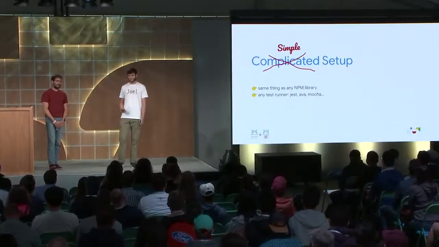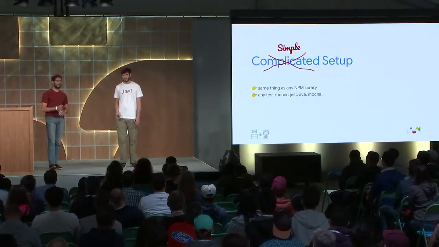So with Puppeteer, there's no complicated setup. It's really simple. You just do npm install. And it works the same as any other npm library, like ESLint or TypeScript, that you're probably already using. It being a Node.js library, it supports any JavaScript test runner, like Jest, Jasmine, Mocha, Karma, QUnit. There's a lot of them. But people are using all of them with Puppeteer, and it's working great.